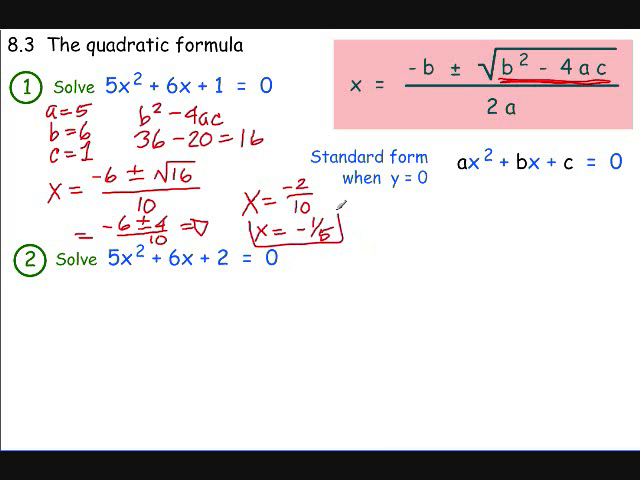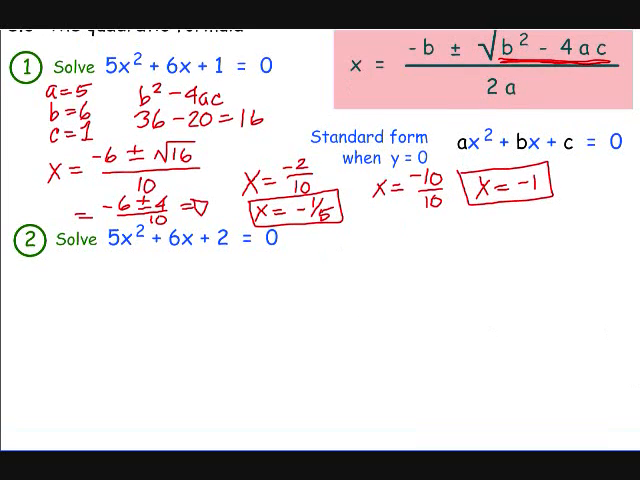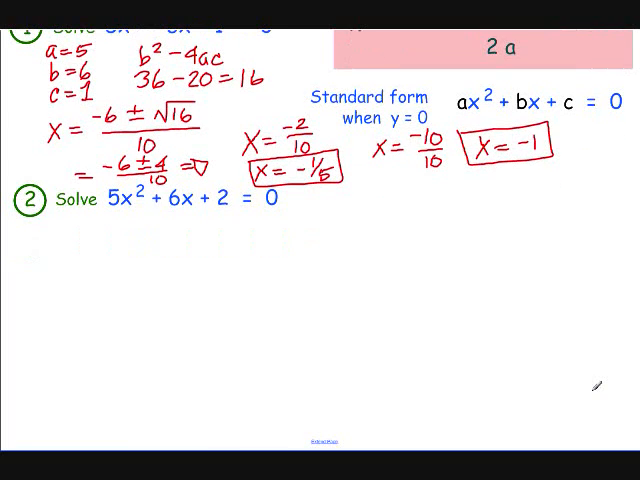X equals minus 1/5. Or X is equal to, both of these are negative, and it would be a negative 10 over 10. X equal to negative 1. Those are the two solutions we'd have for that one. So let's go down and look at this next one.